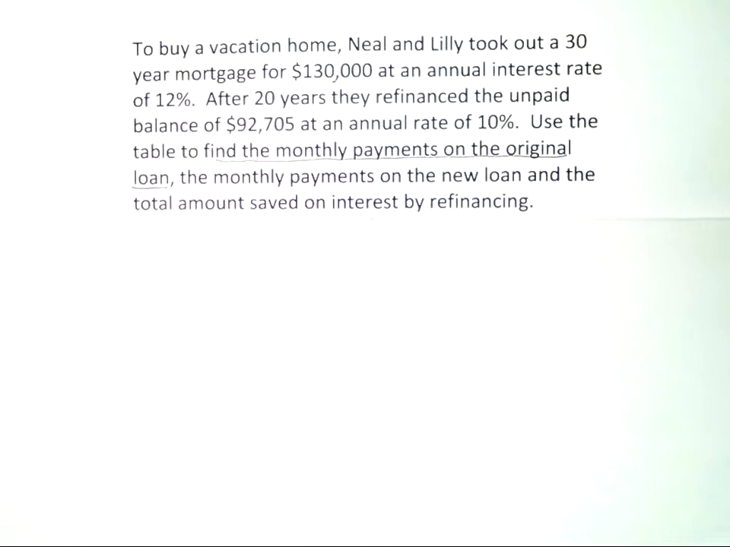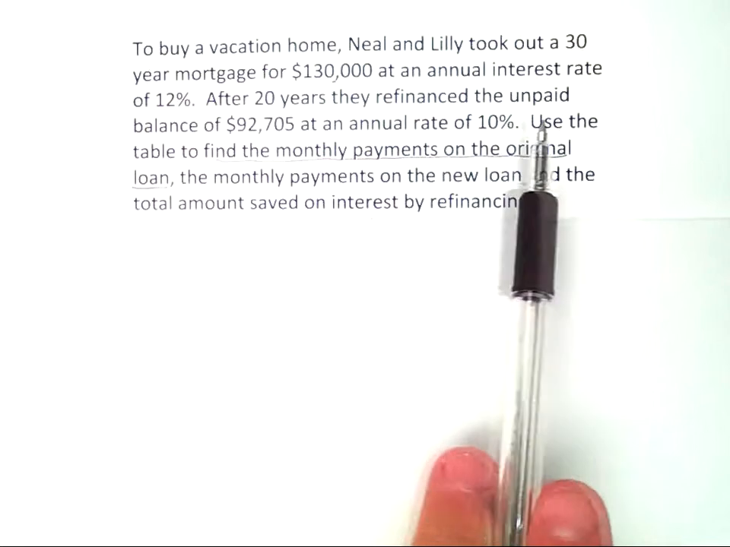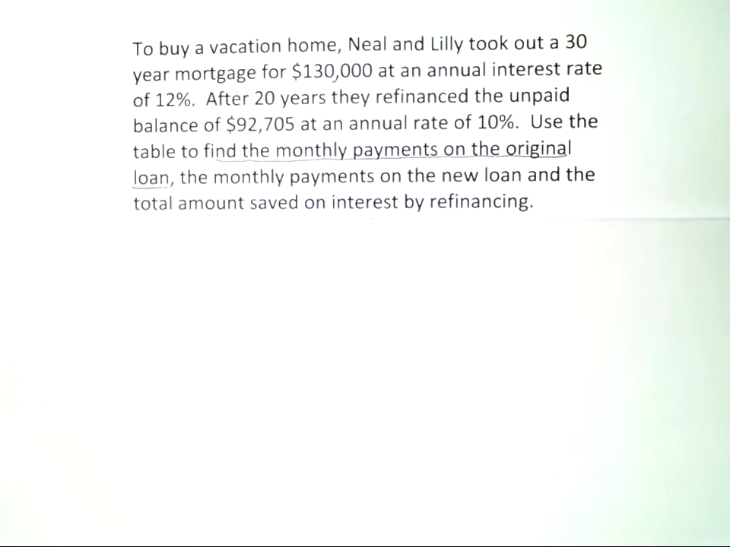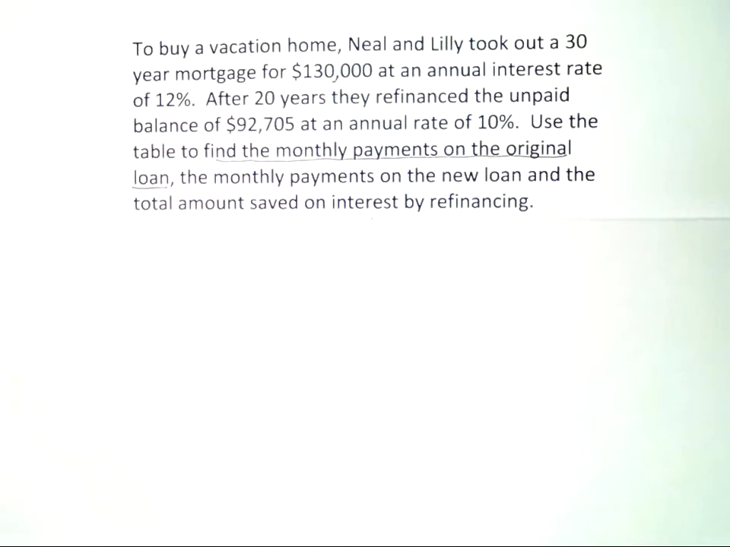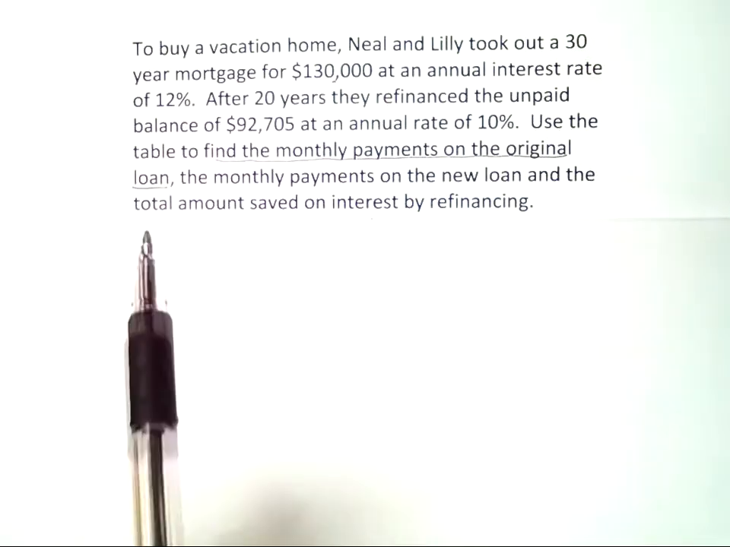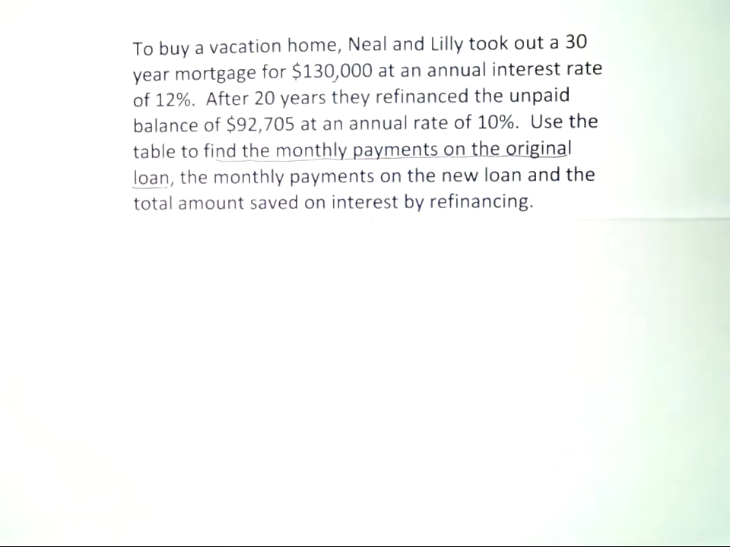To buy a vacation home, Neil and Lily took out a 30-year mortgage for $130,000 at an annual interest rate of 12%. After 20 years, they refinanced the unpaid balance of $92,705 at an annual rate of 10%. Use the table to find the monthly payments on the original loan. They're going to ask us some other questions, but I'm going to stop right there. Don't get too much information overload. They want us to find the monthly payments on the original loan. I'm going to go ahead and do that.